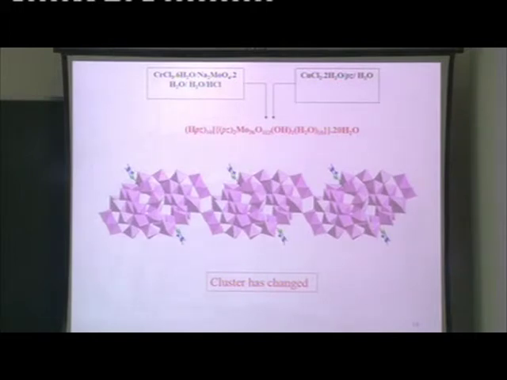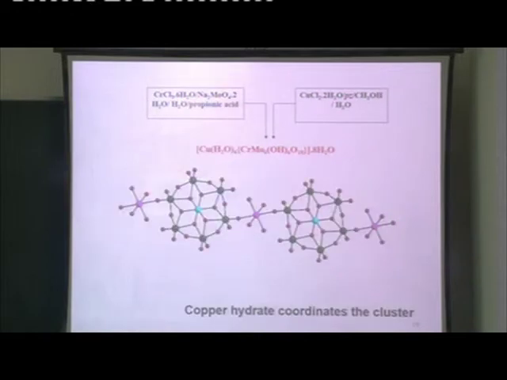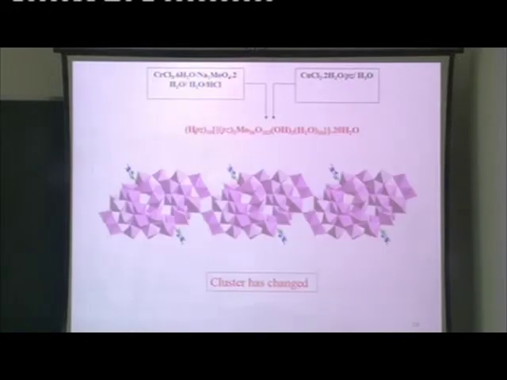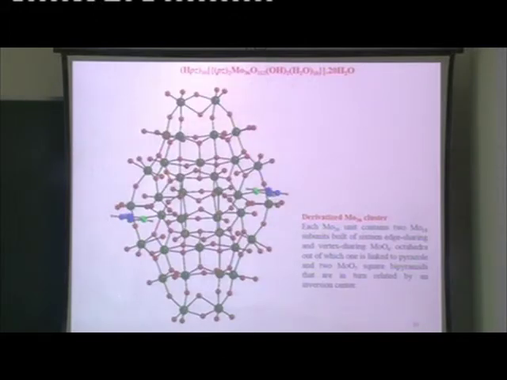Now the next one has a similar composition, except that now you put in HCl, a strong acid, rather than a weak acid. When you do that, the whole cluster changes. You understand? What is this cluster? This cluster is nothing but an Mo36 cluster, but there is something interesting.